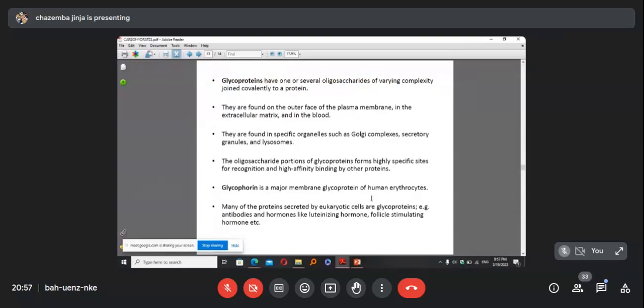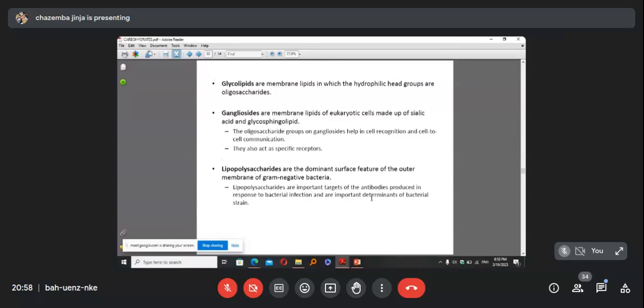The other ones we can look at are glycoproteins, in which carbohydrates or oligosaccharides are covalently joined to proteins. These can be found on the outer surface of the plasma membrane, in the ECM, and in blood. They're also found in specific organelles such as Golgi complexes, secretory granules, and lysosomes. Glycophorin is a major membrane glycoprotein in human erythrocytes. That's just an example of a glycoprotein.